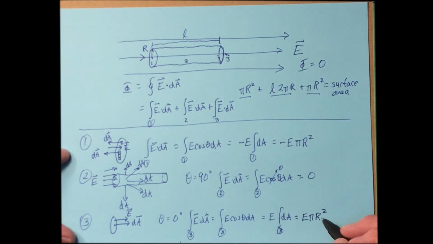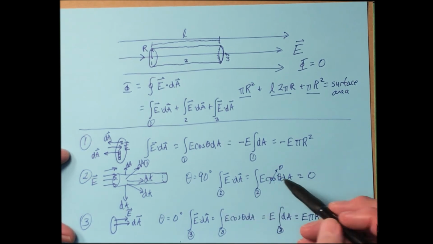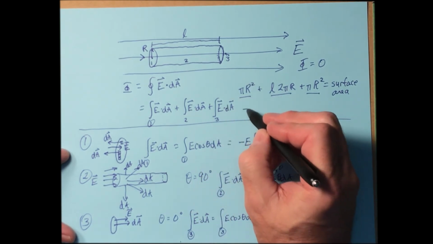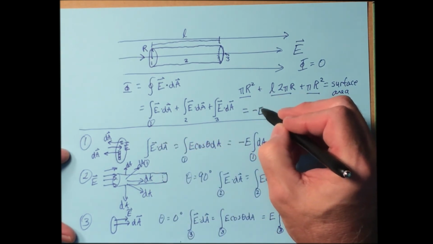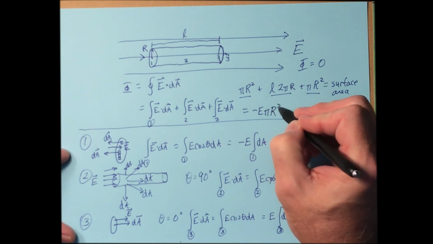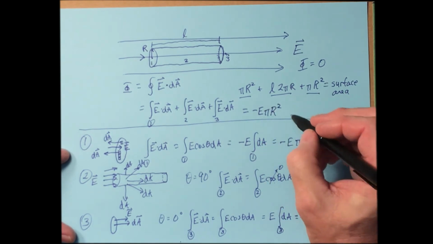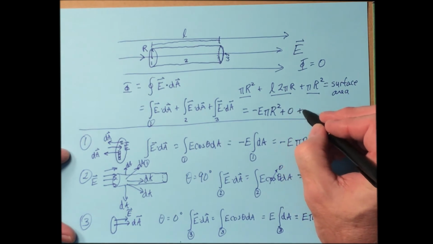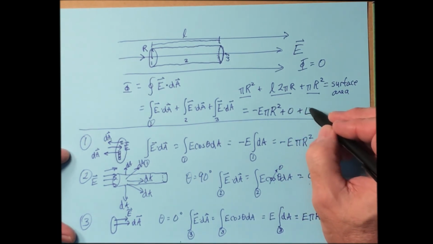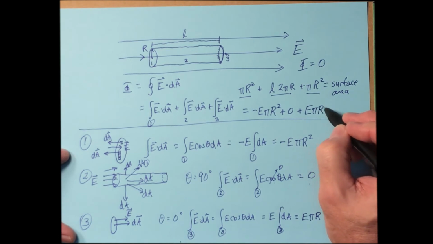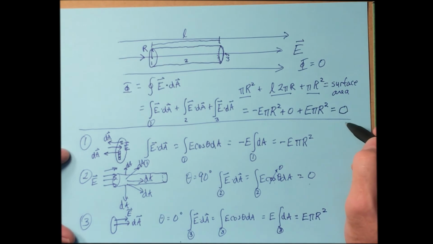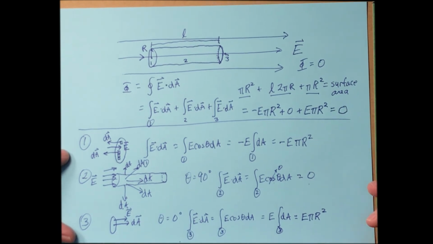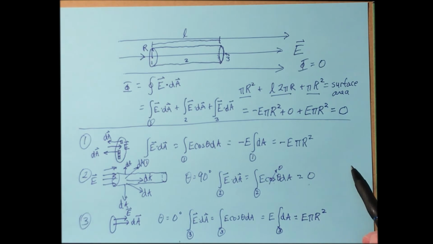E pi r squared. So the total flux here, if we go back up, is for area 1 minus E pi r squared, plus for area 2, plus for area 3. Sum all of those up, what do you get? Exactly what you expected. The grand total, the total net flux through this cylinder, is 0.